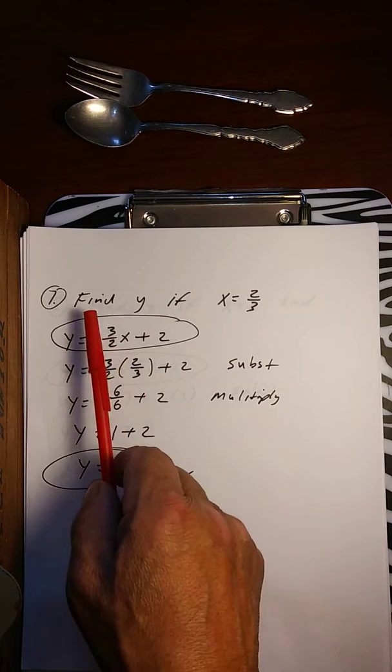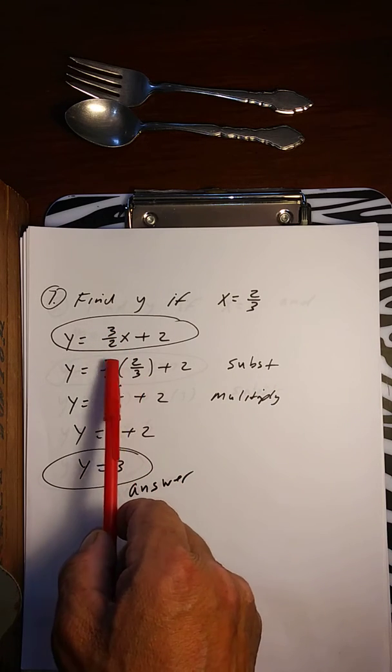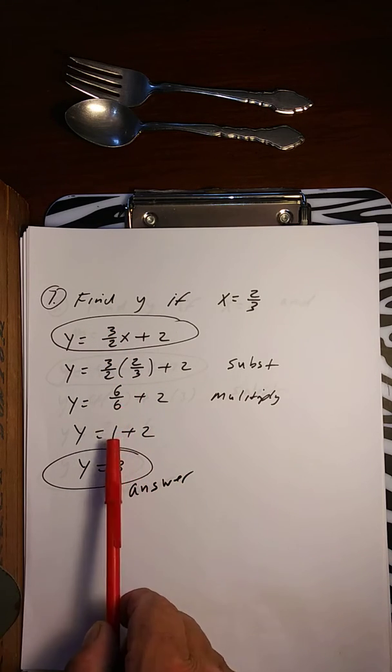Alright, this one. Find y if x is 2/3. Let's put 2/3 in there for the x. Multiply across. 2 times 3 is 6, 3 times 2 is 6, 6 over 6 is 1, 1 and 2 is 3.